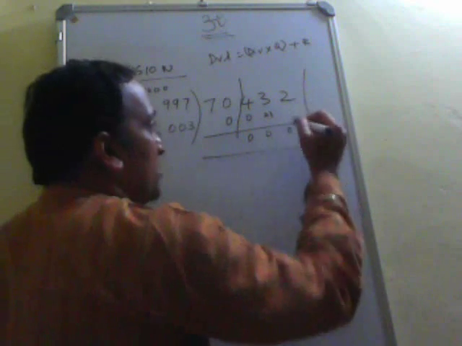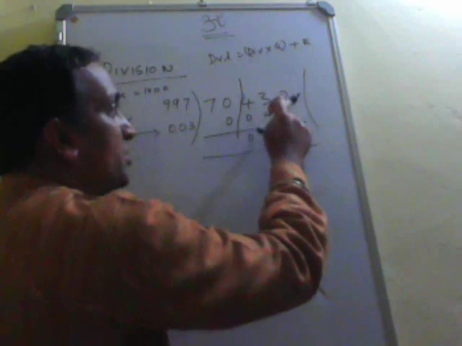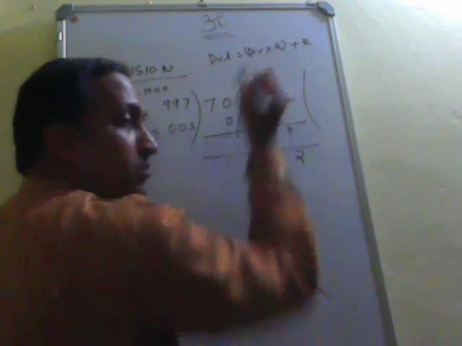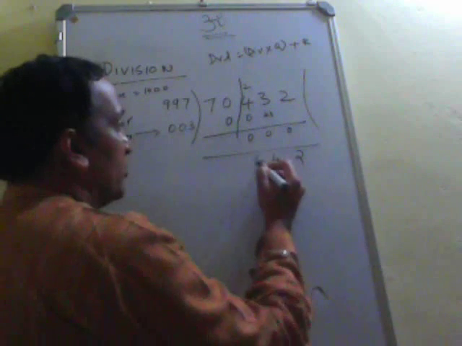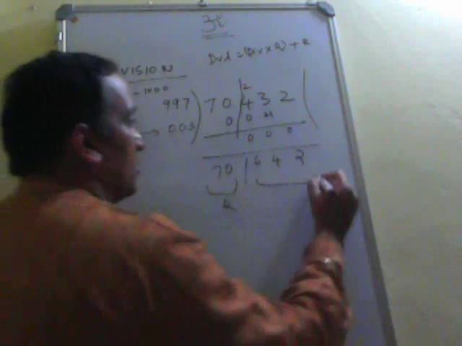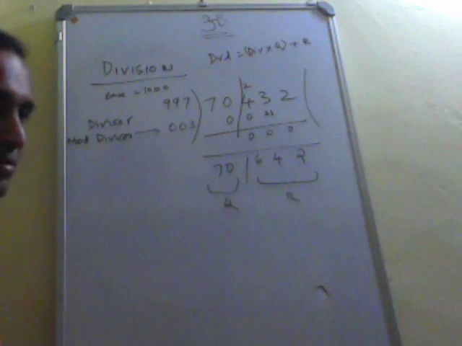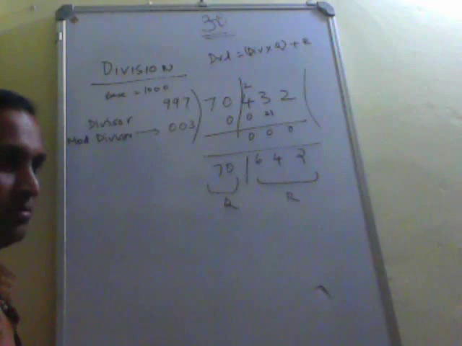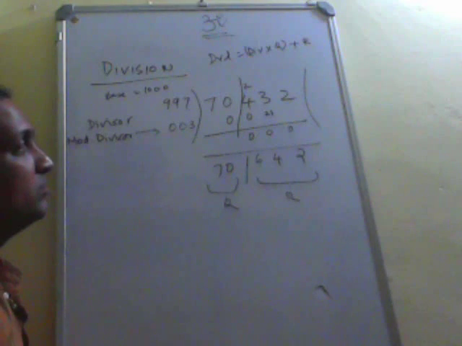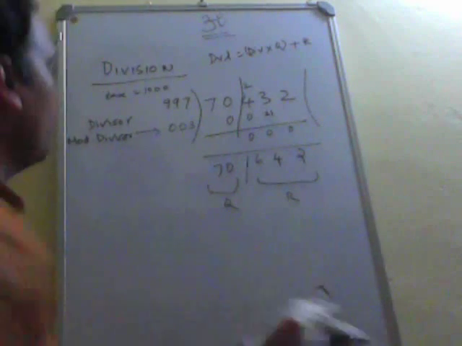Now add here. 2 plus 0, 2. 2 plus 0, 2. Here 3 plus 21, 24. 4, carry over 2. 6, 2. 642. 70. So this is your quotient. This is your remainder. Can you check? 70 into 997 plus 642 equal to 70432. Correct. Now you take one without 0. Yeah, we'll take one without 0.